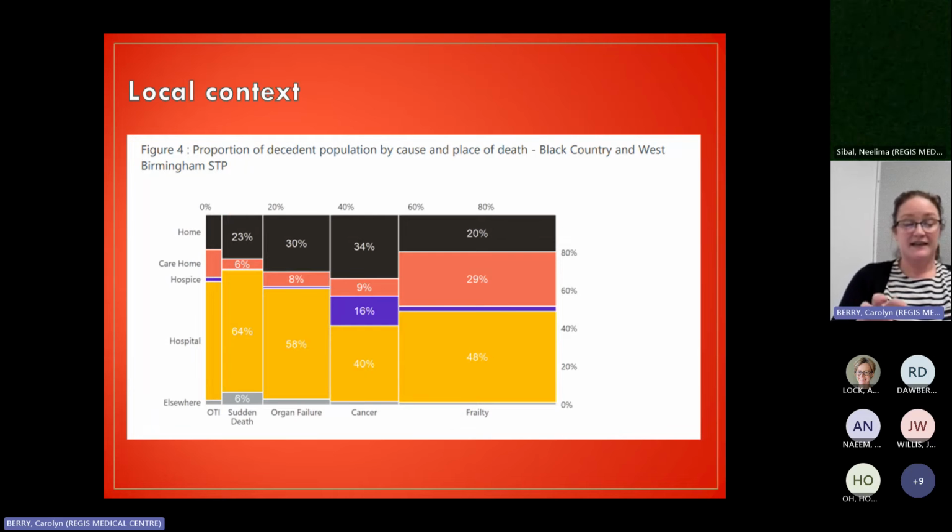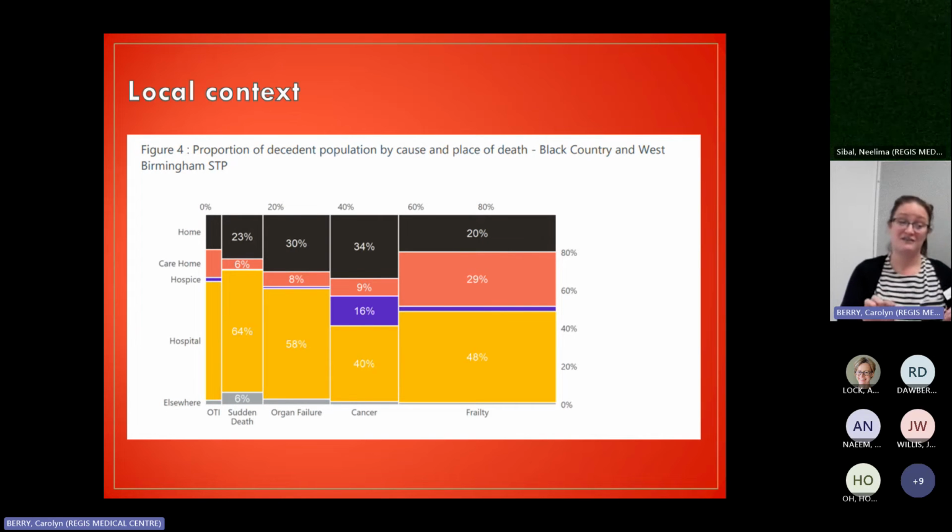Okay, so this slide here is looking at the Black Country and West Birmingham STP, and what it shows is that for each cause of death, so sudden death, organ failure, cancer and frailty, where they die. So if you look at cancer, which remember is only a small amount of our deaths, 16% of them die in the hospice. And if you compare that to frailty and organ failure, it's much, much higher.